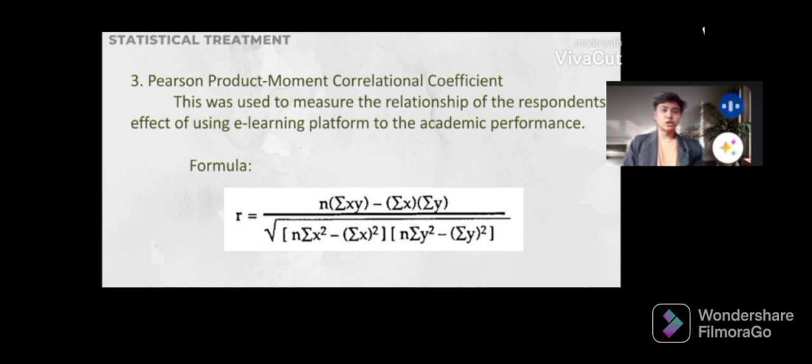This was used to measure the relationship of the respondents' use of e-learning platforms to their academic performance, where r represents the linear correlation coefficient, and N represents the number of pairs of data present, also including the summation of all x scores, the summation of all y scores, and the sum of the products of corresponding x and y scores.